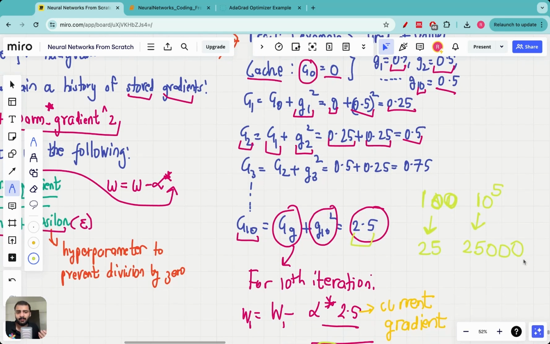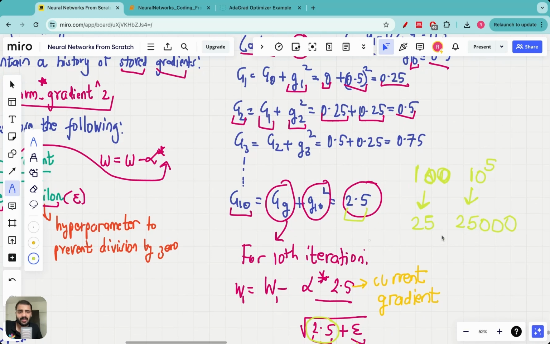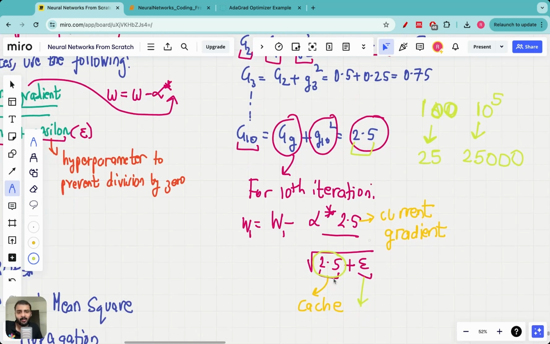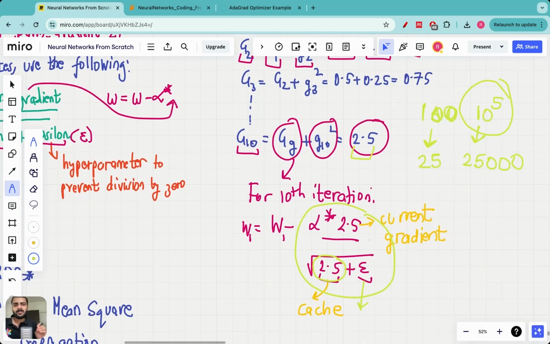Do you see the problem which will happen if the cache value reaches 25,000? What will happen is that if we divide by 25,000, this whole part will be very, very small. So that means that the weights will not get updated at all after that many iterations. So after 10 raised to 5 iterations, the weights will not get updated at all. That is the main problem with ADAGRAD.